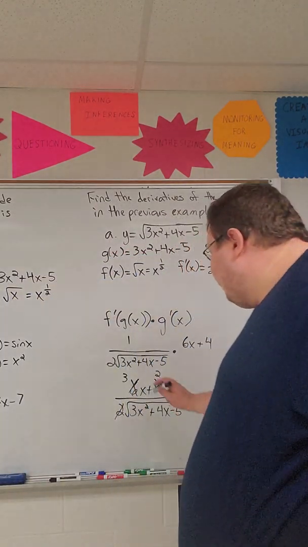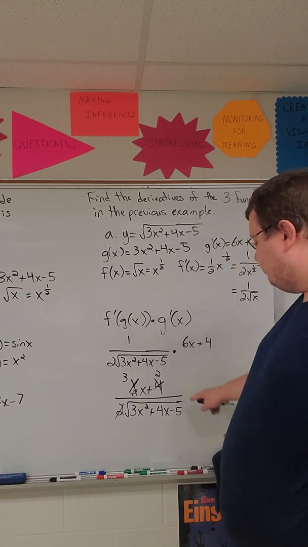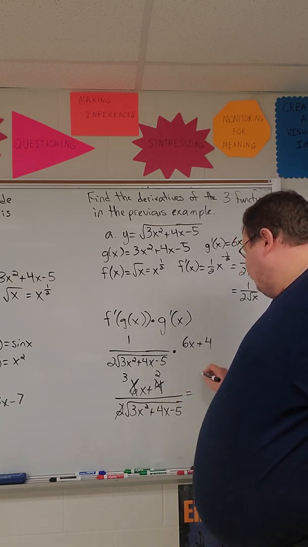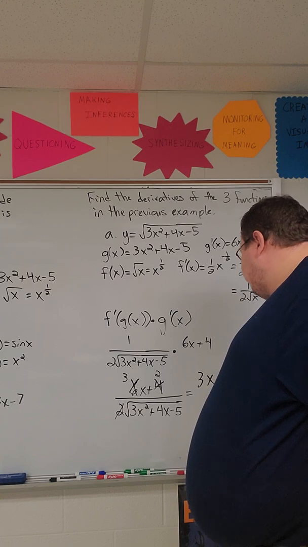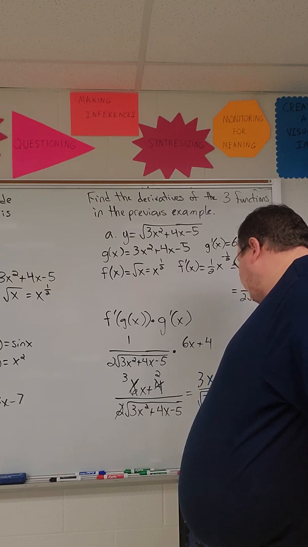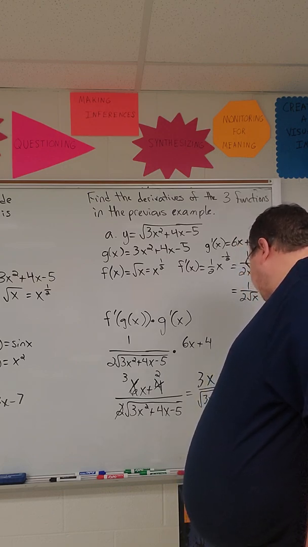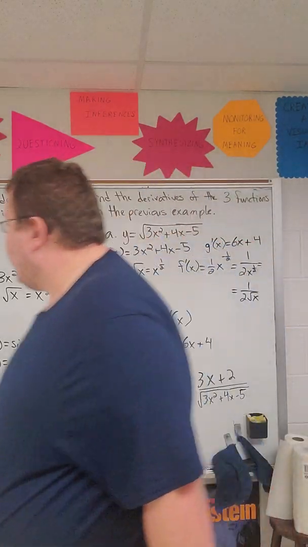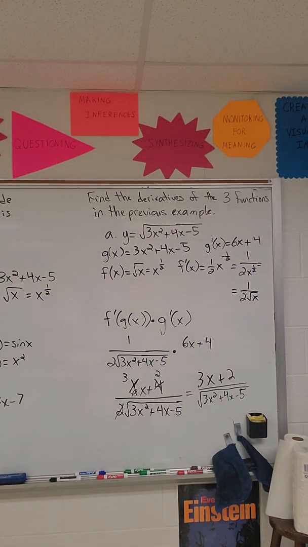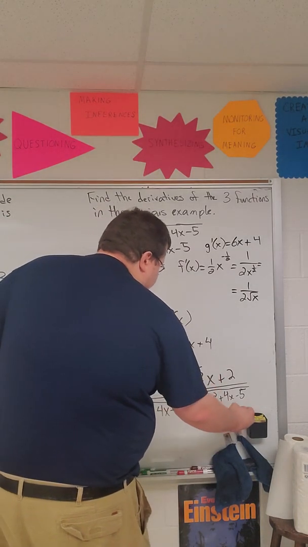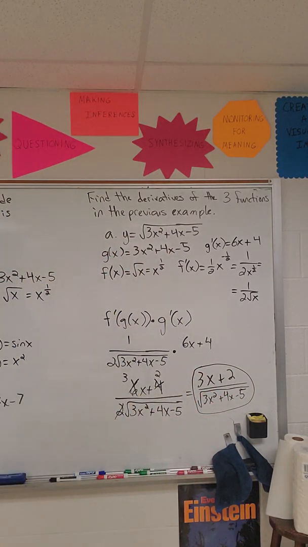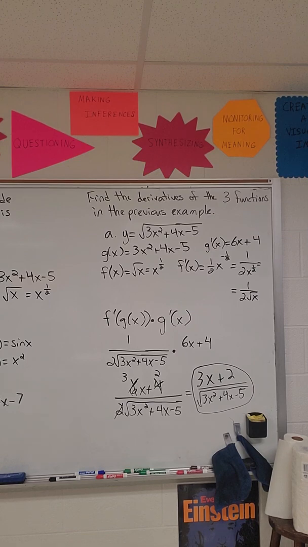Okay, that little cleaning up right there doesn't always happen, but it does here. So you can technically write that as 3x plus 2 all over the square root of 3x squared plus 4x minus 5. And that's our answer for part A. Okay. That's the derivative of that function. Okay. So let's apply the chain rule with the other ones. These won't take as long.